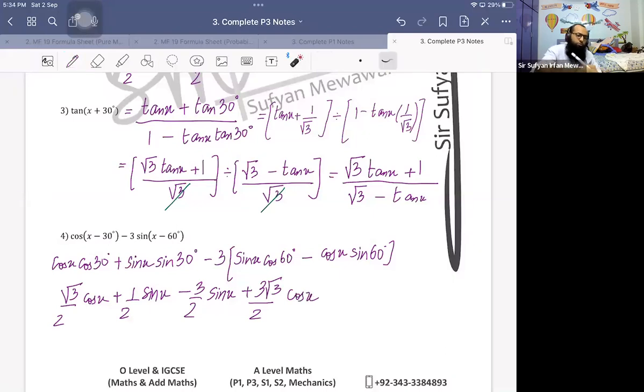Now what we can do, root 3 over 2 and 3 root 3 upon 2 cos x at both the places, so we can add both of them. 3 root 3 divided by 2 plus root 3 upon 2, it's 2 root 3. 2 root 3 cos x.